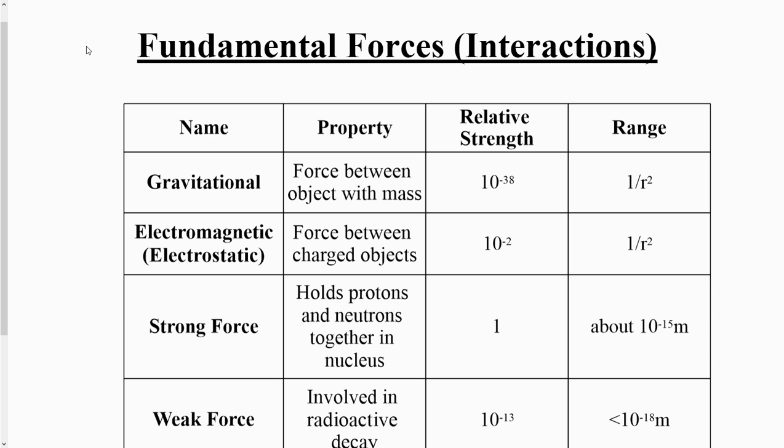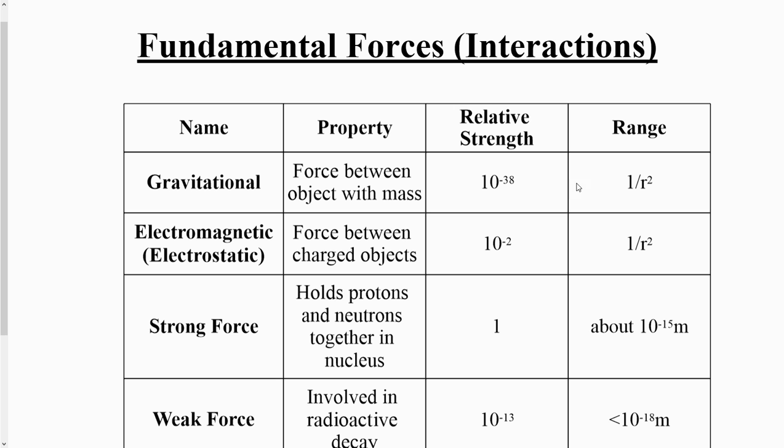Now I put these relative strengths on there to give you an idea that strong force is the strongest one, and then it goes electromagnetic, the weak force, and then the weakest one is gravitational. Which is always interesting because we're so familiar with the force due to gravity, or gravitational forces. It's because our masses that we're working with are larger.